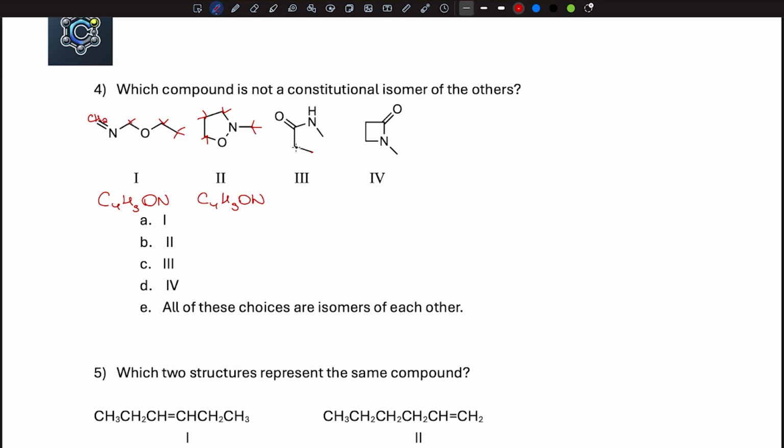Structure 3: 4 carbons, again 9 hydrogens, and an oxygen and a nitrogen. You can pretty much assume that your last structure is not going to be the constitutional isomer, but let's just make sure. 4 carbons, only 7 hydrogens, and then an oxygen and a nitrogen. And so the only structure that's different from the other 3 is structure 4.